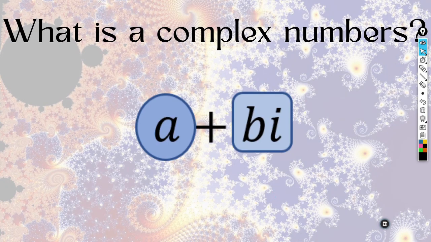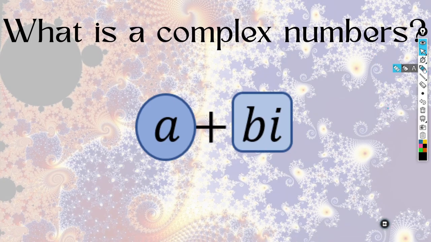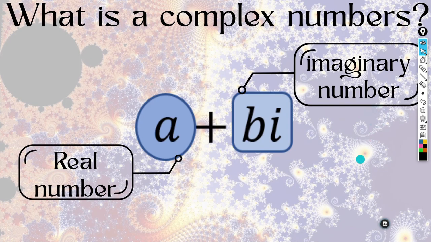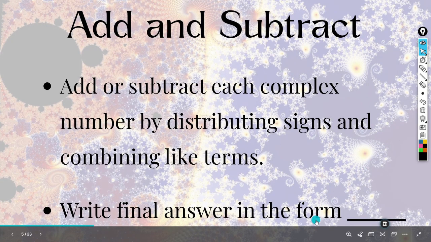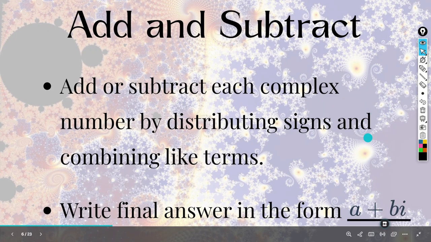And so a complex number is made up of one or two parts. It can either just have a real part, or it can have a real and imaginary, or it can just have an imaginary part. So you do not have to have both parts. The real is listed first, and then the imaginary. And again, you only have to have one of the two parts. So when you're adding, subtracting complex numbers, you're going to distribute signs and numbers and then combine like terms. You're going to write the final answer in the form of a plus bi.